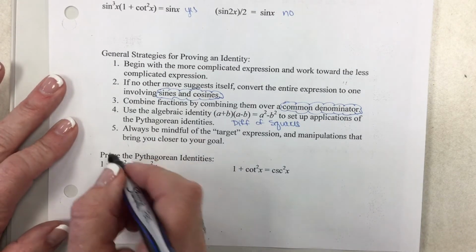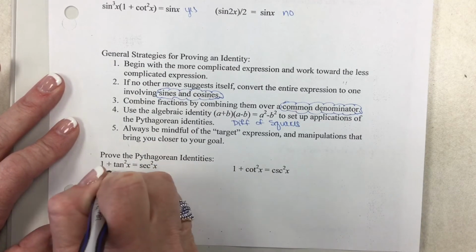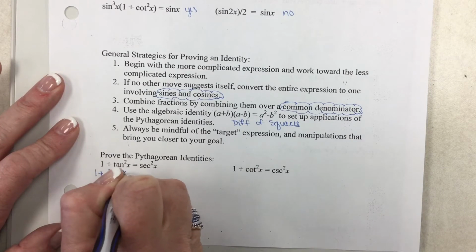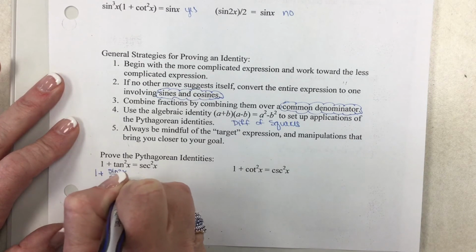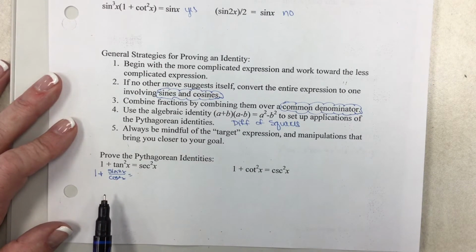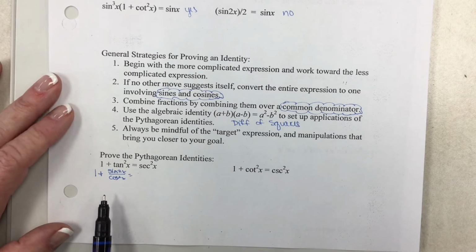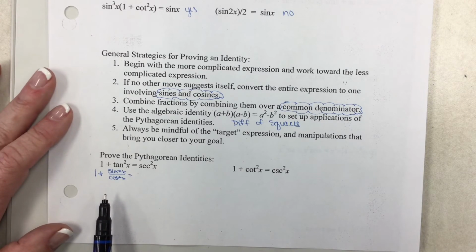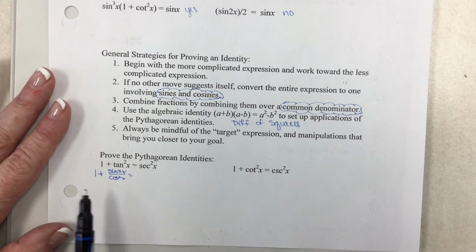There we go. Put it to sine and cosine. So 1 plus sine squared x over cosine squared x. Now, I am going to show every single step for notes. You do not have to show every single step, but, you know, the more you show, the more credit you'll get. So now I've got 1 plus a fraction.